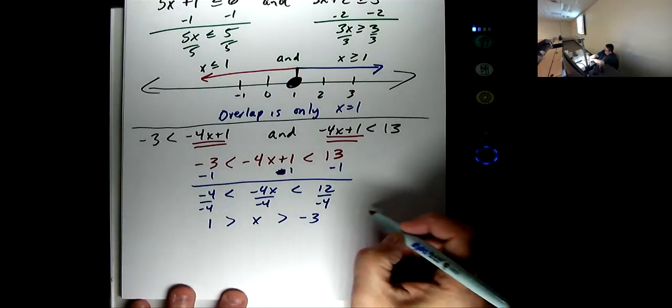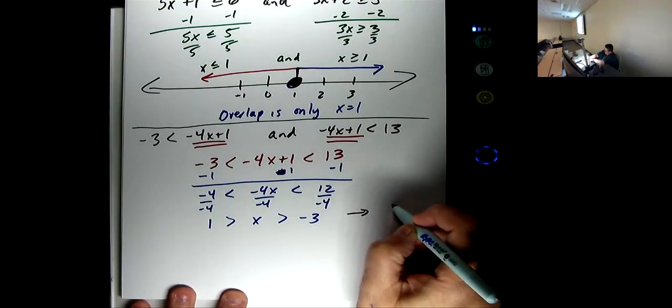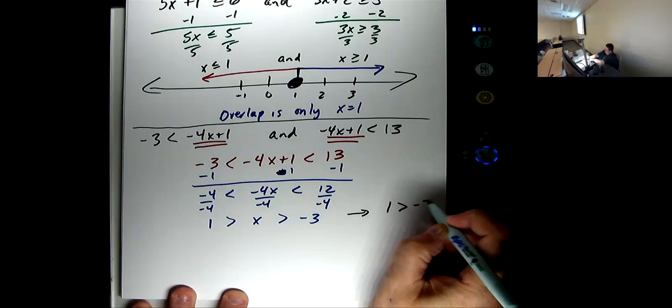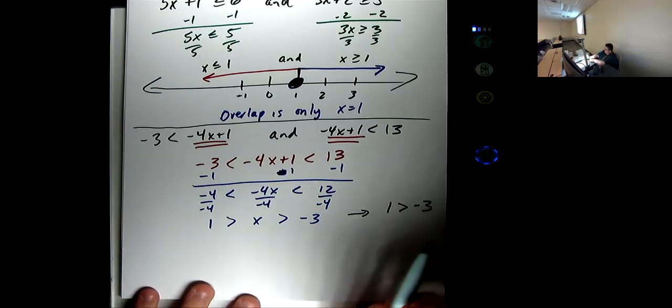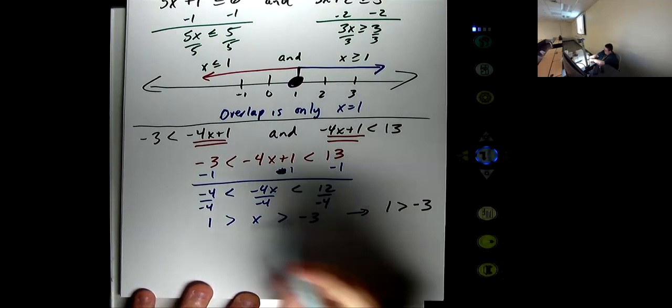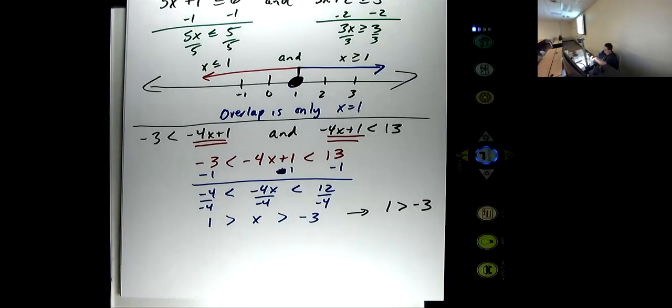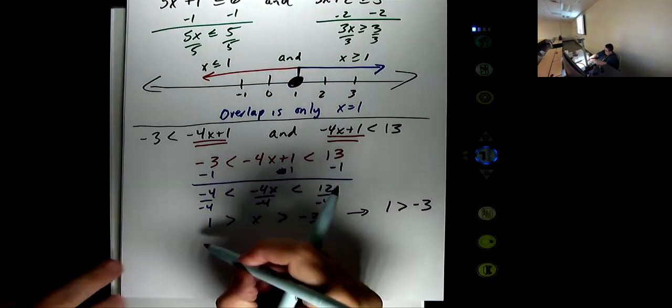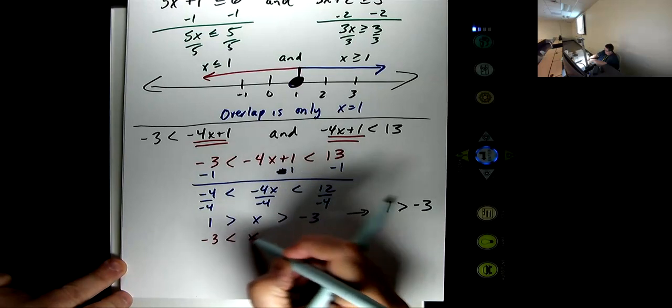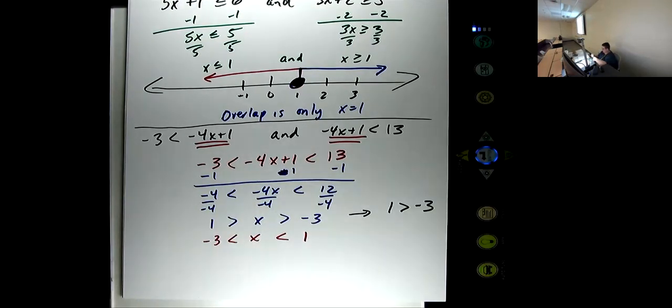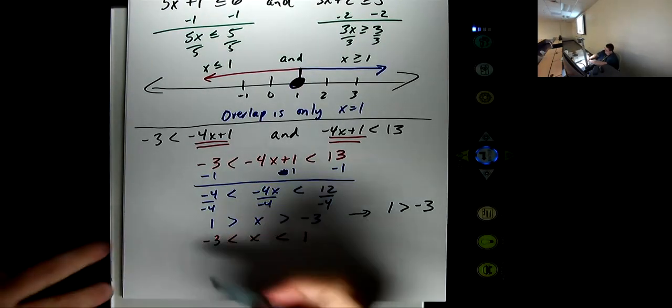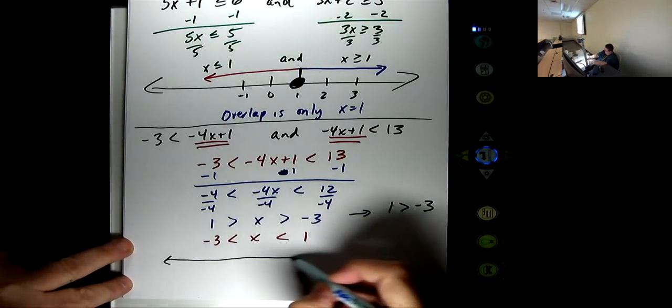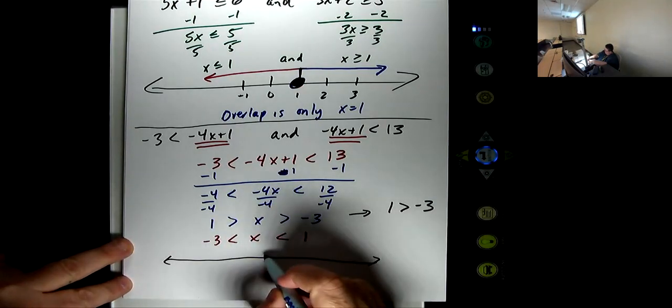Now, if you eliminate the x, this still holds true. This says 1 is greater than -3. That's a true statement. I'm going to change it around though, and I'm going to make this -3 is less than x is less than 1. It's the same thing. But you'll see why in just a second.